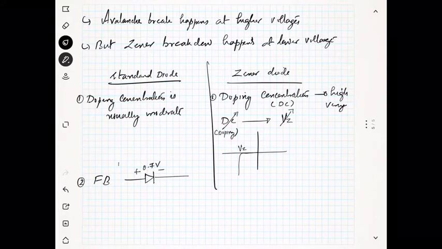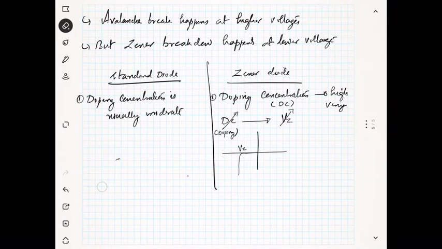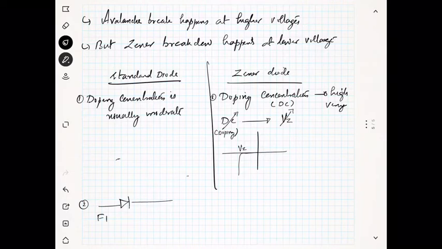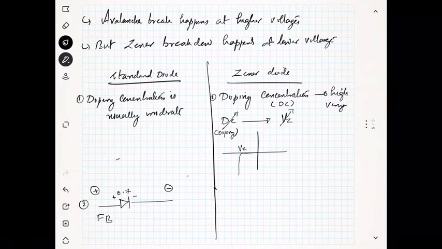So you will give positive supply here and negative supply here. This is the case of the standard diode. A standard diode usually works in forward bias, which means you have 0.7 volt here. That means you apply positive here and negative here. Because this is p-type semiconductor and this is n-type semiconductor, this is forward bias.